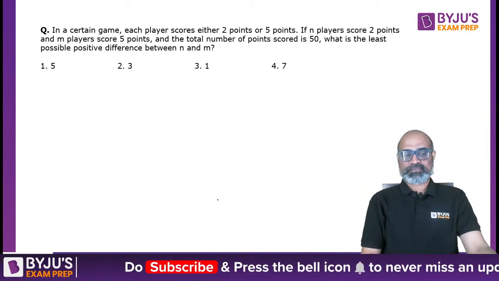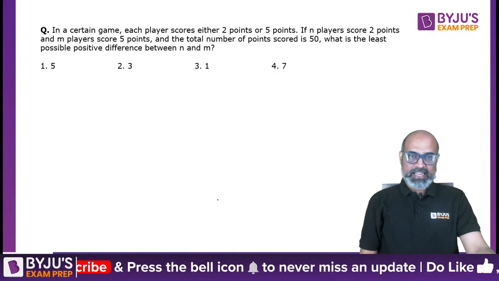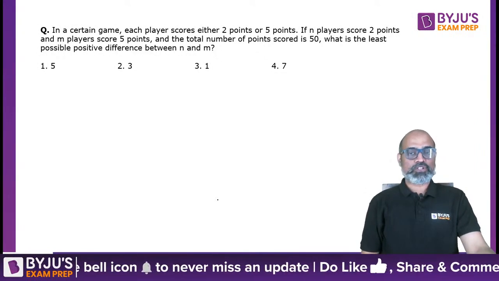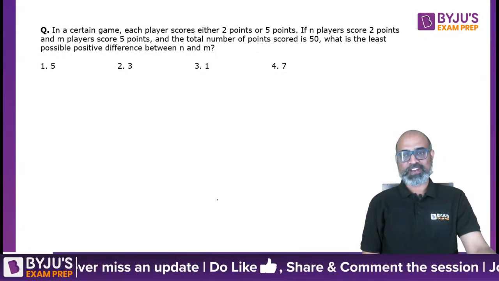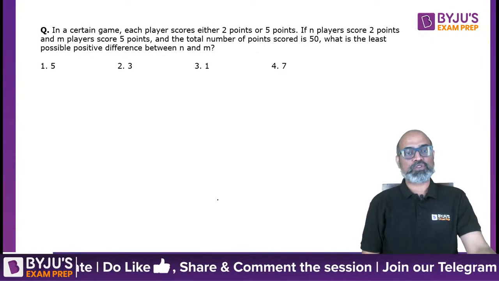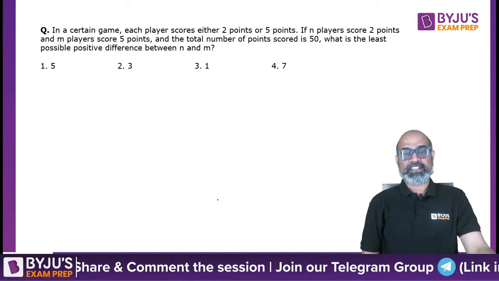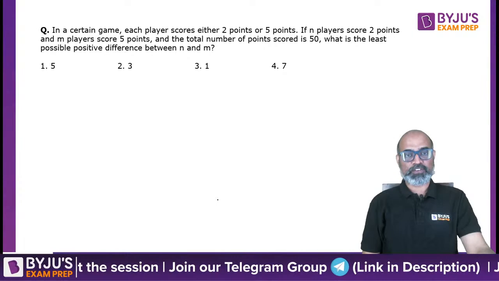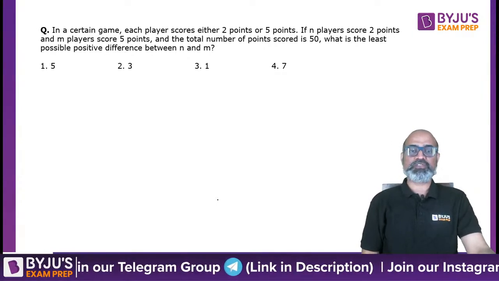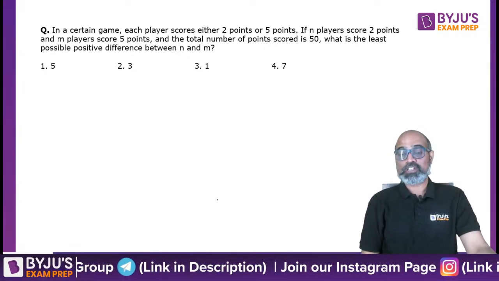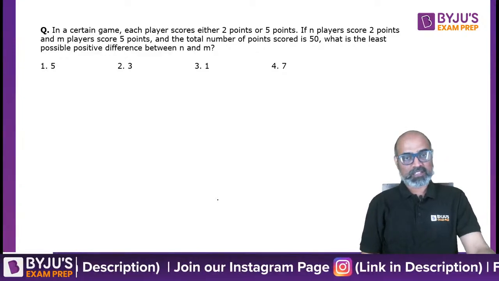Okay, next one. In a certain game, each player scores either 2 or 5 points. If n players score 2 points and m players score 5 points, and the total number of points scored is 50, what is the best possible positive difference between n and m? Sorry, what is the least possible, not best?